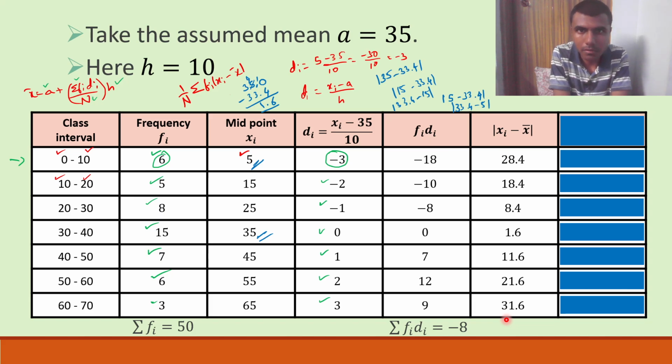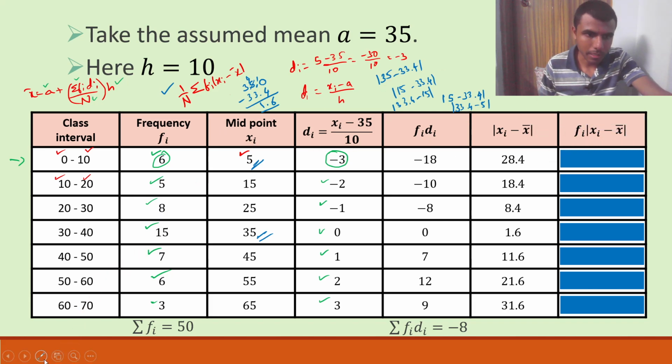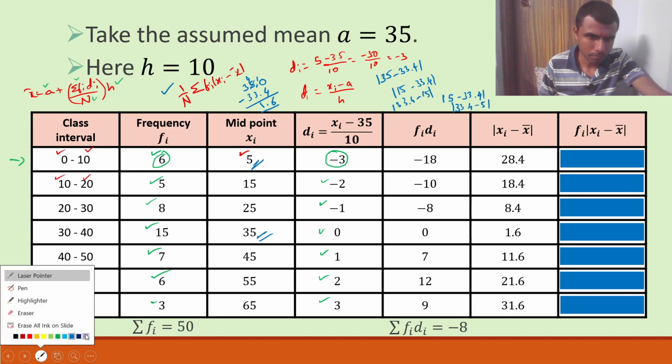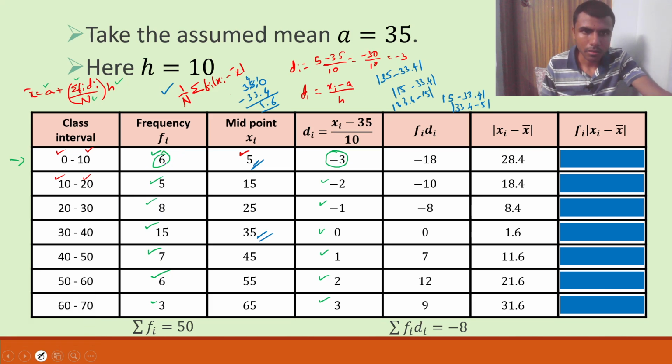Next thing that is coming is fi, and if you see in our formula, it is fi into modulus of xi minus x bar. Modulus of xi minus x bar I got. Next I need fi into modulus of xi minus x bar. That means basically the fi column into this column. Now let's get started. Let me use some other color. Purple. Fine.